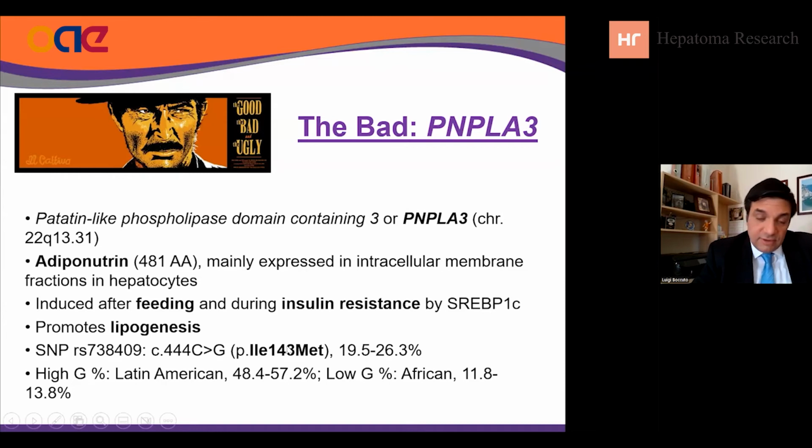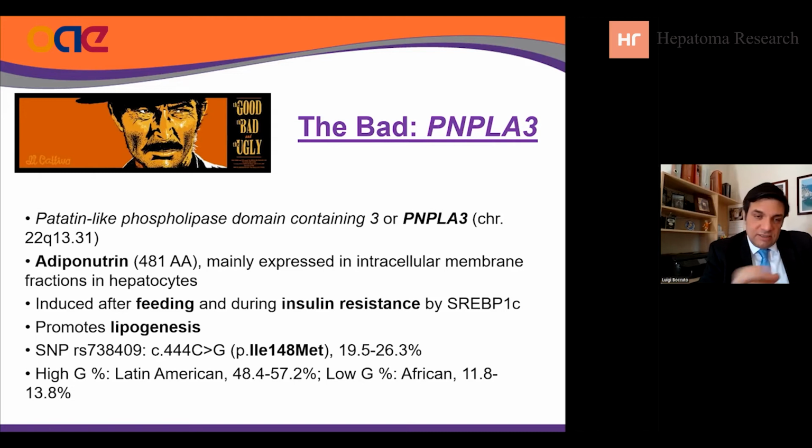isoleucine to methionine missense change affecting the amino acid residue 148, that not only is a prominent predisposing genetic factor for non-alcoholic fatty liver disease, but is also a prominent predisposing factor for alcoholic liver disease. And to my knowledge today, it is the only genetic variant that is associated to both alcoholic and non-alcoholic forms at very high level. But it's relatively frequent in several populations.